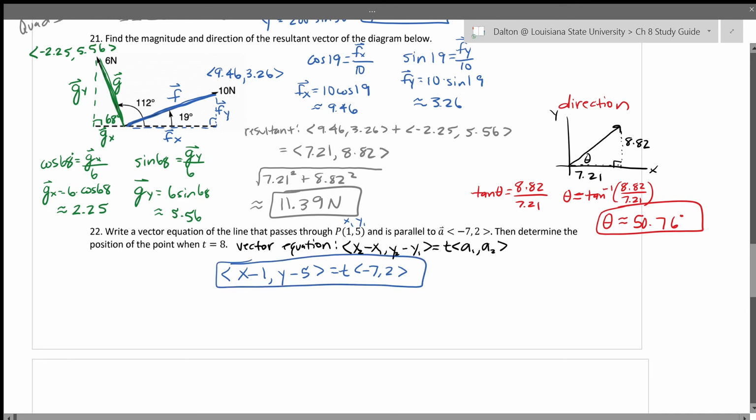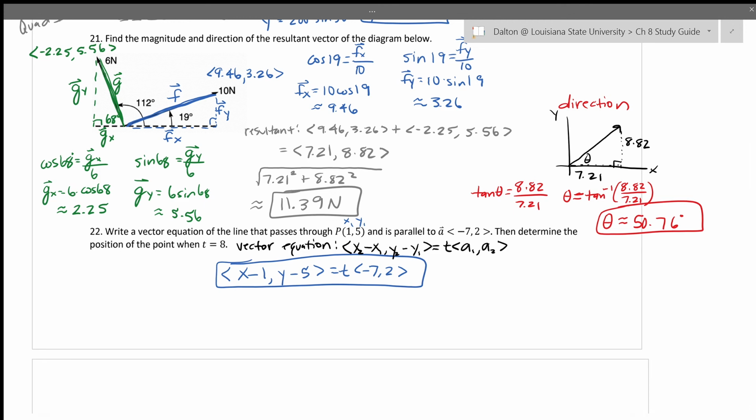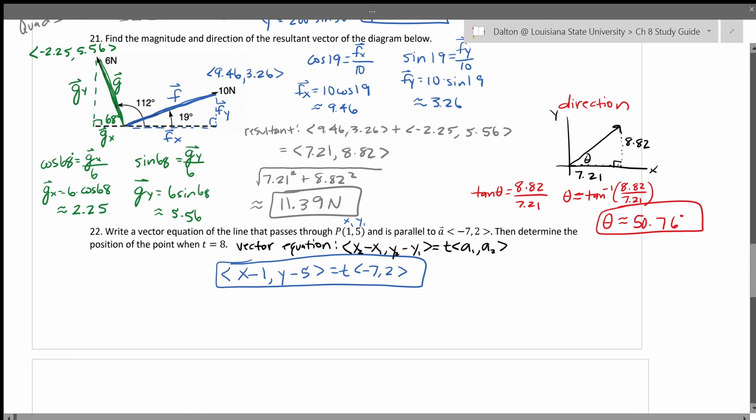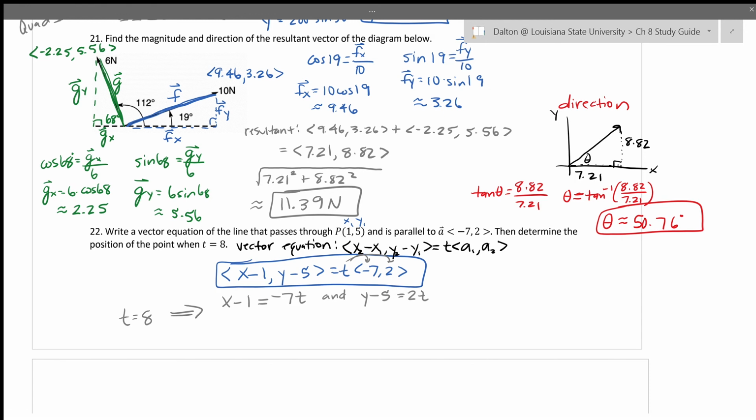The second part, when it says t equals 8, that's where you plug in 8 to your vectors and then solve for the position. Let me pick a different color. When time is equal to 8, now I'm going to break this up into the x and the y. If I use my x coordinates, this is going to be x minus 1 is equal to, on the right side, if we distribute this scalar of t inside, negative 7t. So that's the x's. We do the same thing with the y's. The y minus 5 is going to equal, distribute that scalar of t, 2t. So then our job is to substitute in 8 for t and then solve.